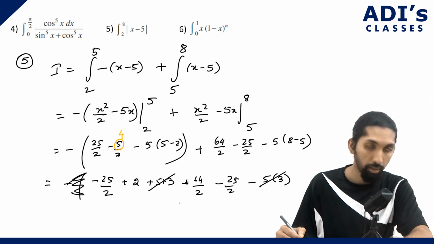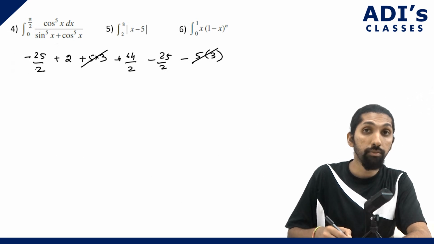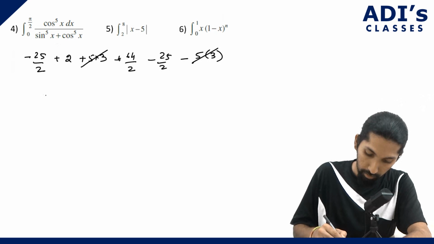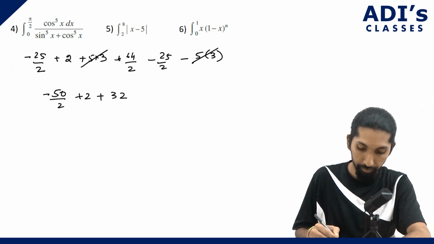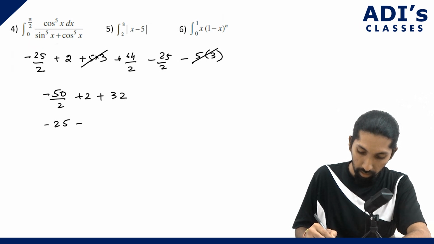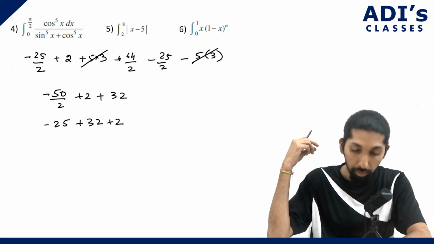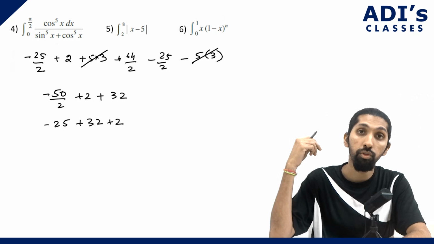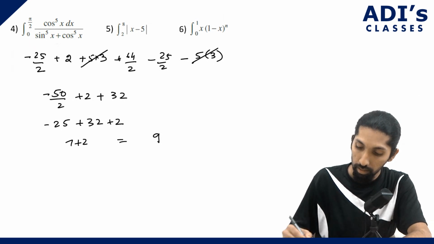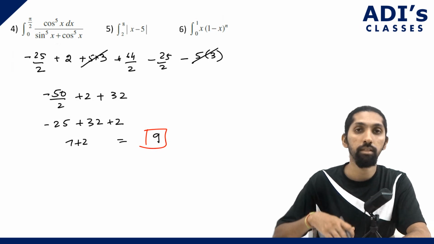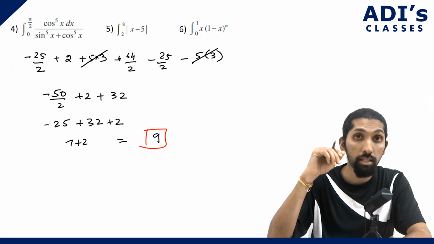Then the rest of it you can't do anything. You have to multiply and simplify. Alright? What do you get now? See this minus 25 by 2 minus 25 by 2. That's minus 50 by 2 plus 2 plus 32. So minus 25 plus 32 plus 2. Correct? Now 32 minus 25, which gives you 7. 7 plus 2, so 9. So the answer for the fifth one is going to be 9. Fair enough? Now let's do the sixth one now.